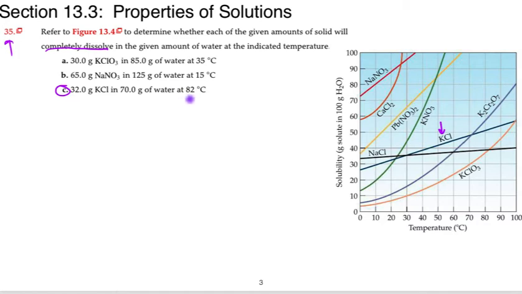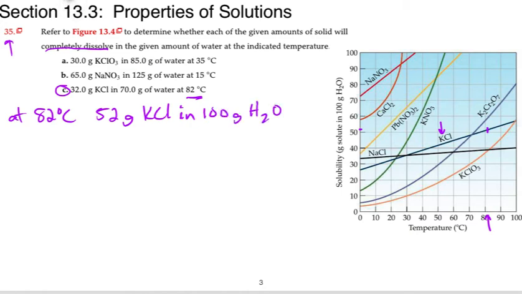Okay, well, there's a few ways. Let's start in on our 82, and I'm just going to say 82 is a little bit above, a little bit to the right of this line. So let's go up and just sort of mark that on the chart. And then I can see that that point is a little bit above the 50 grams of the potassium chloride in 100 grams of water. And for my calculation, I said that at 82 degrees Celsius, the solubility for potassium chloride was 52 grams of KCl in 100 grams of water.